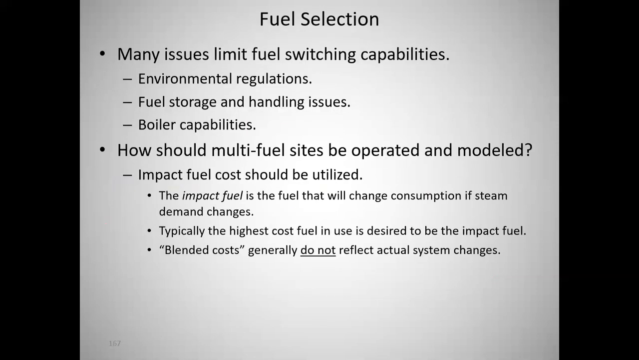Okay, many issues limit fuel switching. I think we've mentioned some of that: environmental, fuel storage and handling, boiler capabilities. How should multi-fuel sites be operated and modeled? Okay, impact cost. The impact fuel is the fuel that will change consumption if steam demands change. So let's say we were going to go fix a bunch of steam traps that were leaking. Okay, so we reduced steam demand by 20,000 pounds an hour.